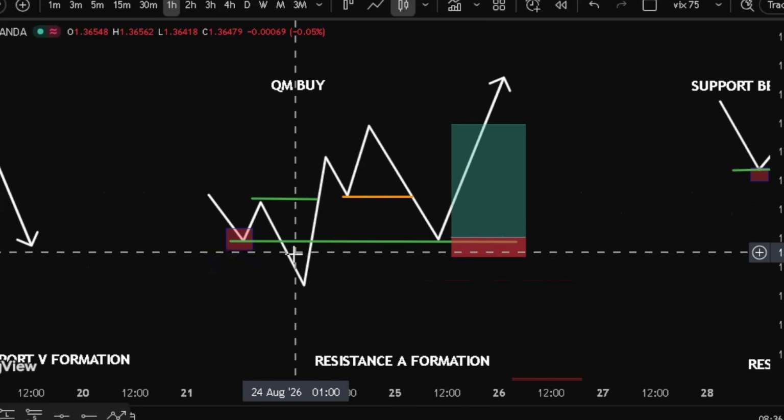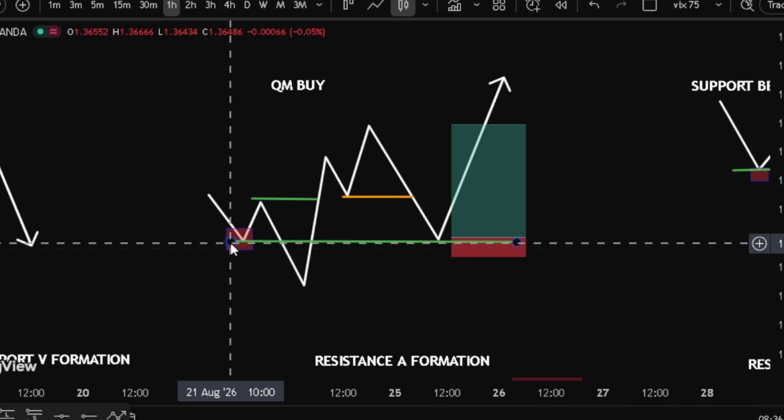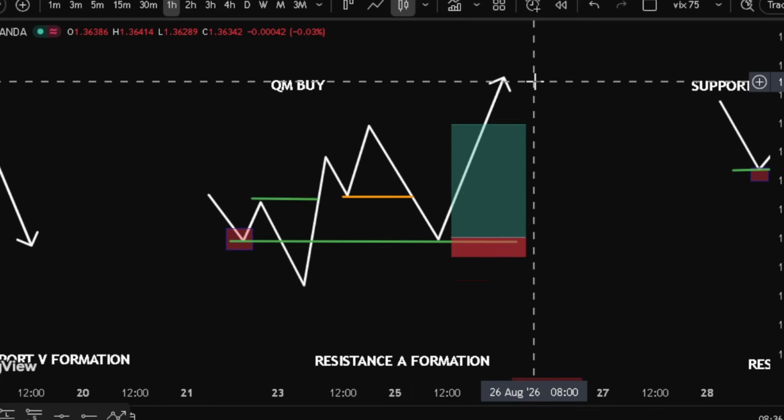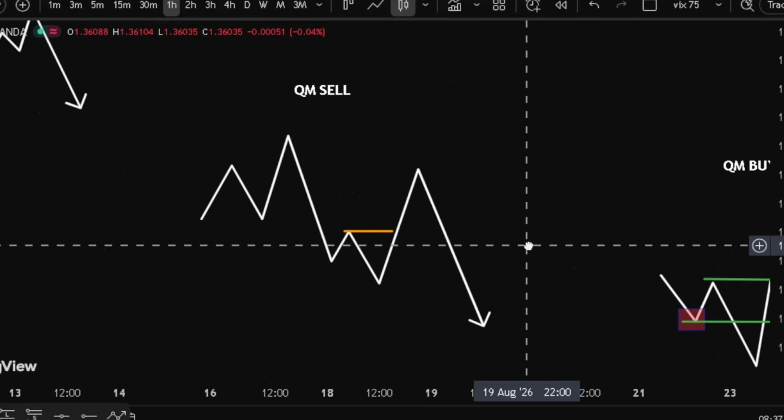Alright, price was pushing towards the downside. We get a breakout and then we retest on the left shoulder, and now we continue the push towards the upside. With that said, now let me show you how a QM sell model looks like.